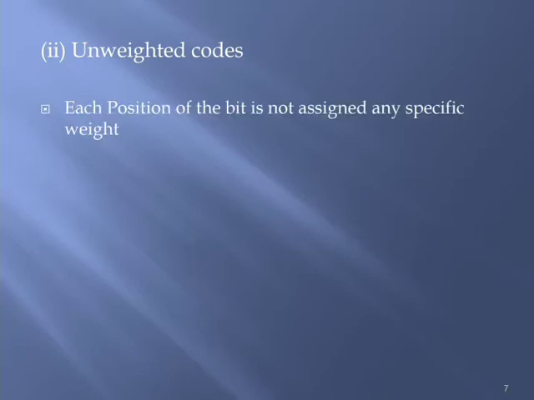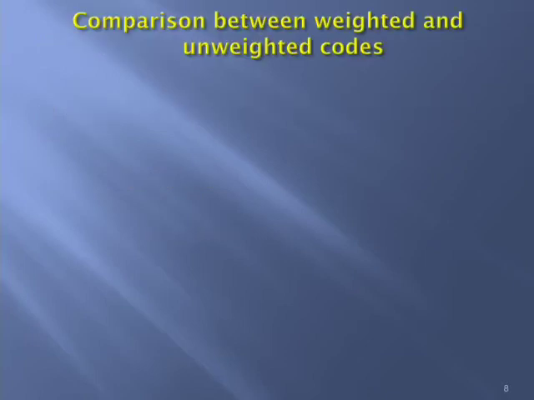Next, coming to the unweighted codes. Each position of the bit is not assigned any specific weight. Unlike weighted codes, here the position of the bit is not given any specific weight. Examples for unweighted codes are XS3 and gray code. So we will compare the weighted and unweighted codes.